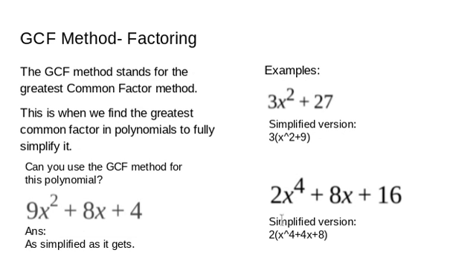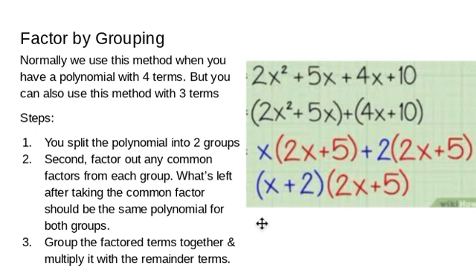For 2x to the 4th plus 8x plus 16, we can factor out a 2, and we're left with 2 multiplied by x to the 4th plus 4x plus 8. Okay, the next method is factor by grouping. Normally we use this method when we have a polynomial with 4 terms, but you can also use this method with 3 terms, but it's not as common.